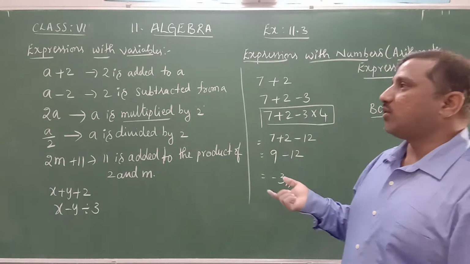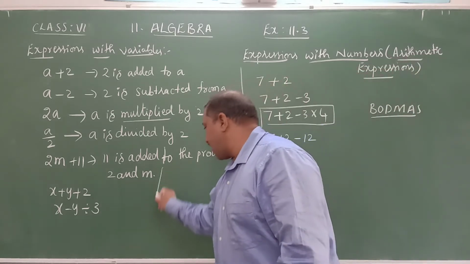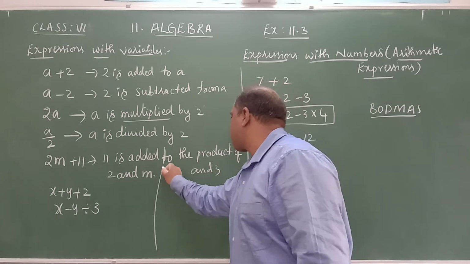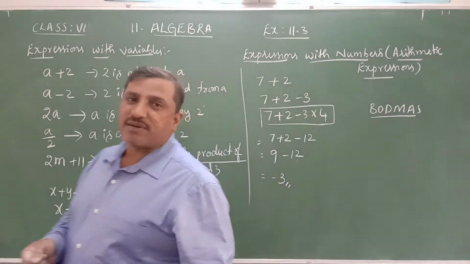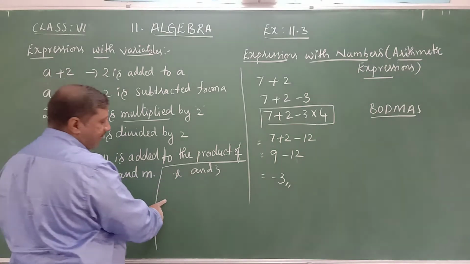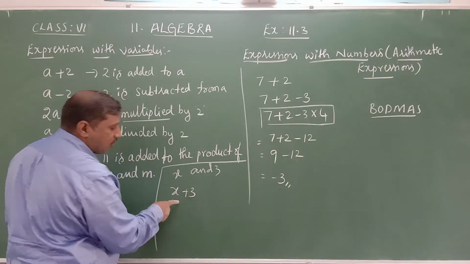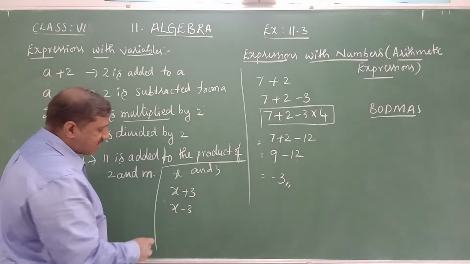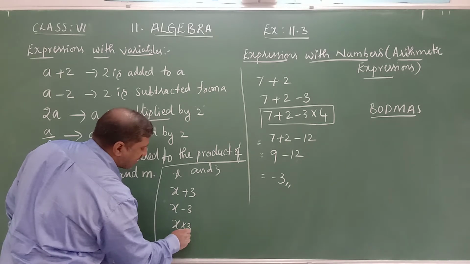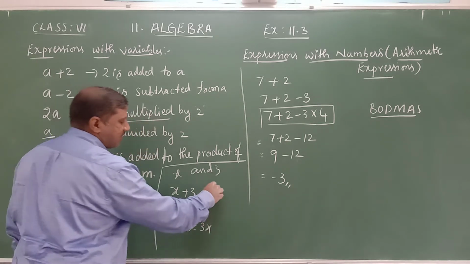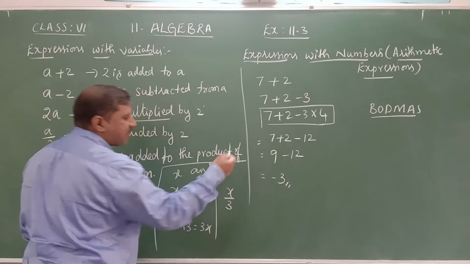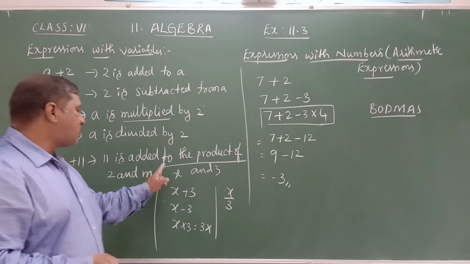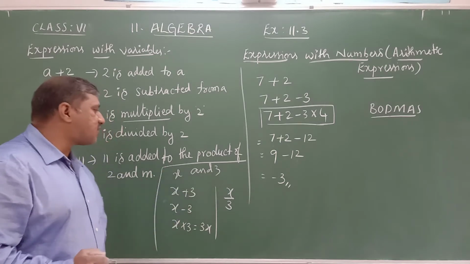For example, if I gave you x and 3, how many expressions can you write by using x and 3? X plus 3 is one, using the addition. X minus 3 is one expression using the subtraction. X into 3, that is 3x, is one expression. Similarly, x by 3 is one expression. Each, x and 3, we are using only one time.